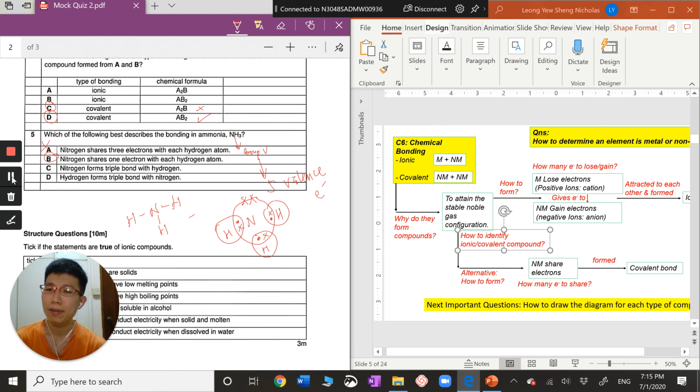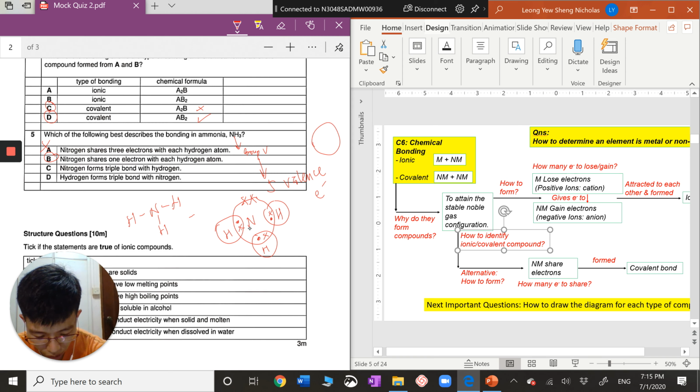Some of you might ask, how do I know that hydrogen only shares 1 electron with nitrogen? Let me draw the diagram for hydrogen. It only has 1 electron. Since it needs 1 electron only, it will share 1 electron with nitrogen. There are 3 of them, which means each of them will share 1 electron each.